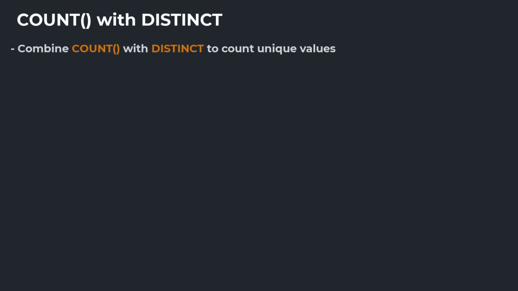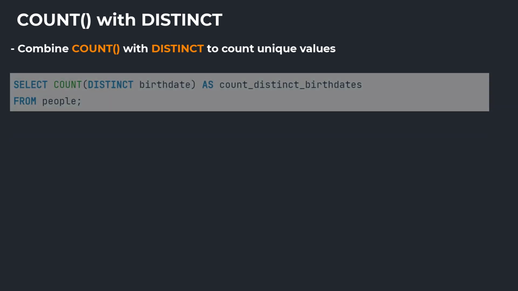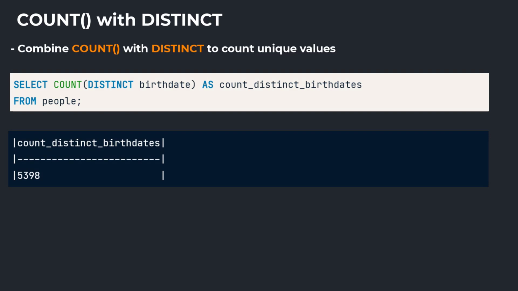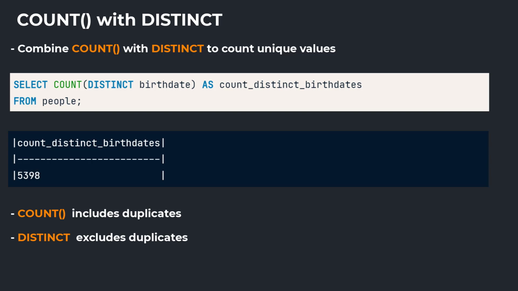Combining count with distinct is also common to count the number of unique values in a field. This query counts the number of distinct birth dates in the people table. Let's take a moment to consider why this number is different from the birth date count of 6,152 we got before. Some people in our table likely share the same birthday. Count would include all the duplicates while distinct counts all of the unique dates, no matter how many times they come up.